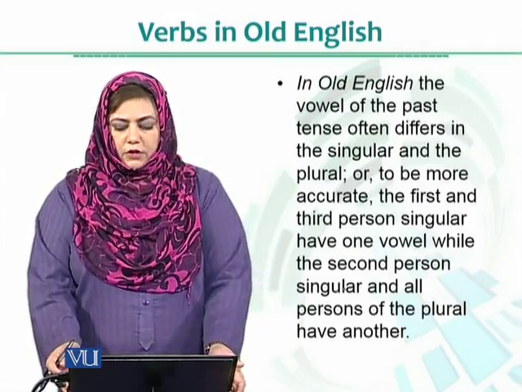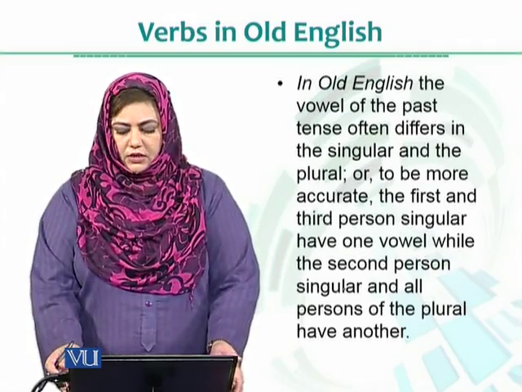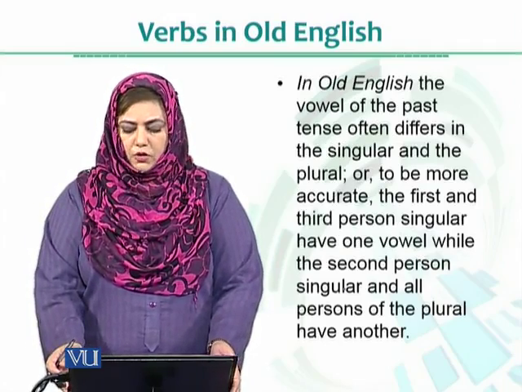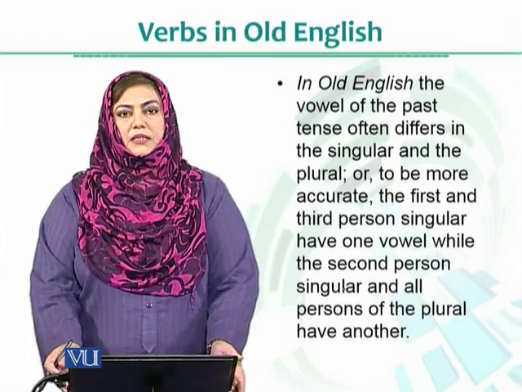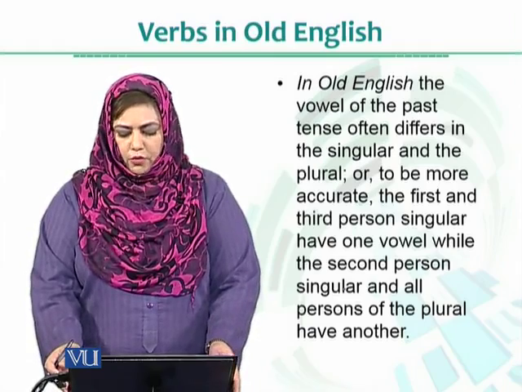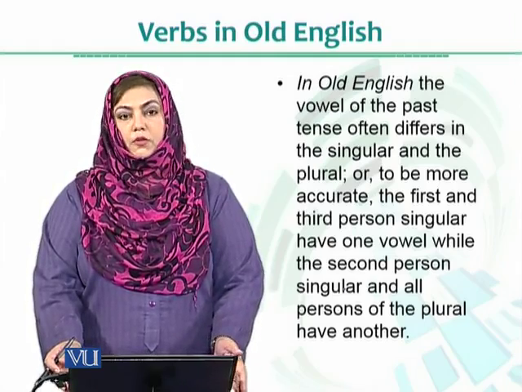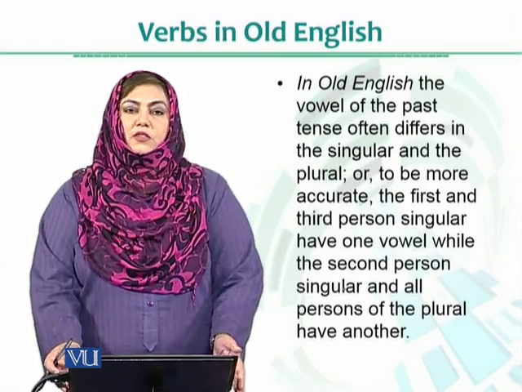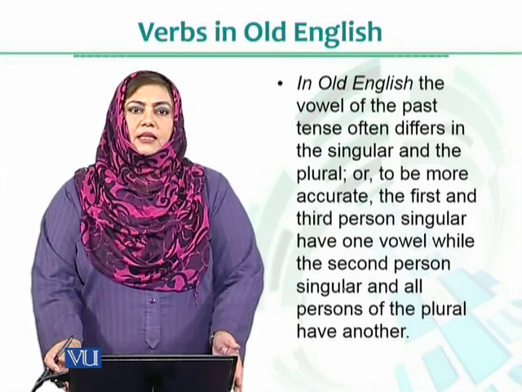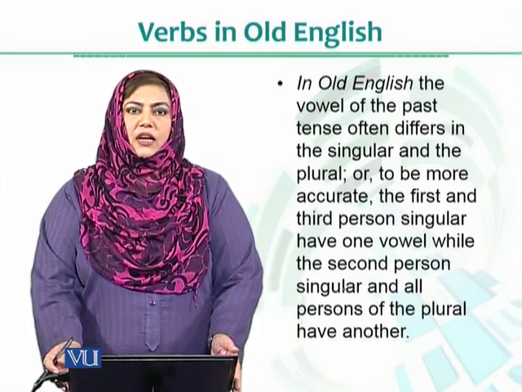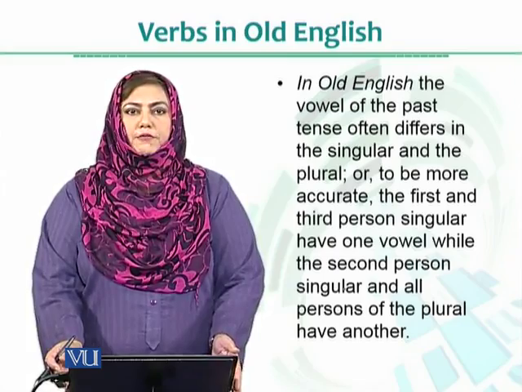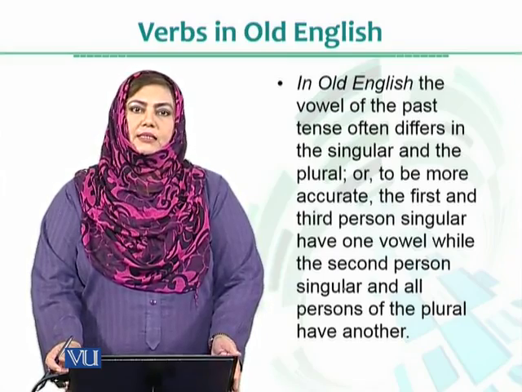In Old English, the vowel of the past tense often differs in the singular and the plural. Or to be more accurate, the first and third person singular have one vowel, while the second person singular and all persons of the plural have another. So, what we can say is that verbs, their nature and form, were different in Old English from what they are today.